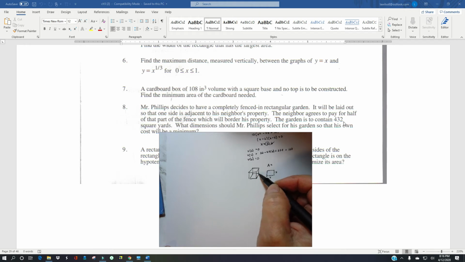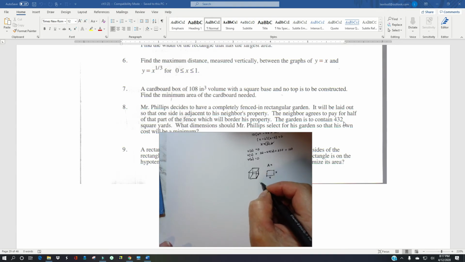Plus 2 times width times height, plus 2 times length times height, right? For the front, the back, and the 2 sides. But you don't have to remember that. Right here you have the area of the base, which is x squared, and you have to figure out what is the height of this thing.